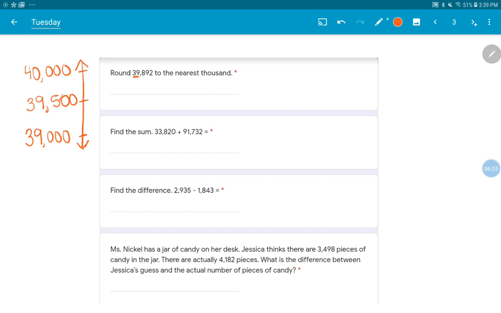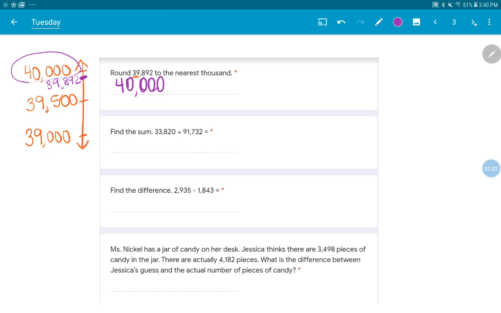So now I need to put my number 39,892 on that vertical number line. So I know that it's more than 39,000 and it's more than 39,500. It's a little more than halfway. So we'll put it about right here. 39,892. So that is much closer to 40,000 than 39,000. So the correct answer is 40,000.